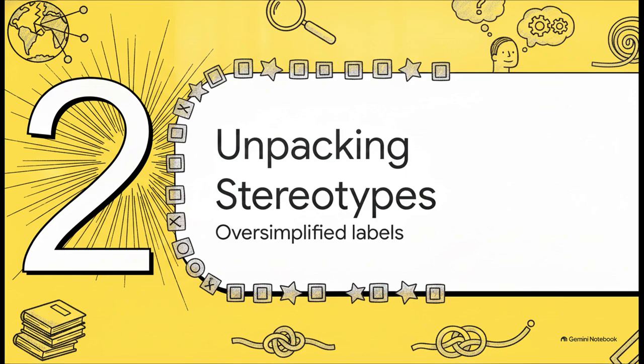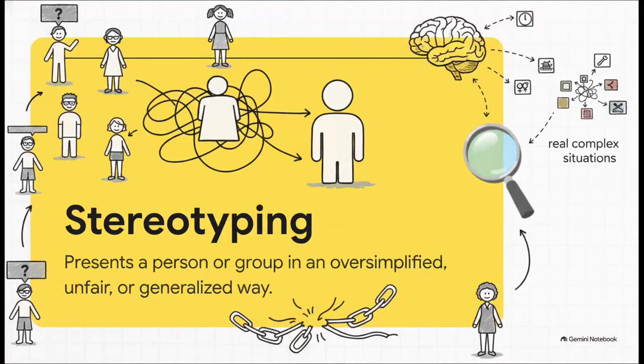Let's talk about the danger of oversimplified labels. This brings us to our first major propaganda technique. And stereotyping is incredibly common, not just in the media, but in casual, everyday conversations. It's defined as a propaganda technique that presents a person or a group in an oversimplified, unfair, or generalized way. This could be based on age, gender, culture, occupation, social status, you name it.